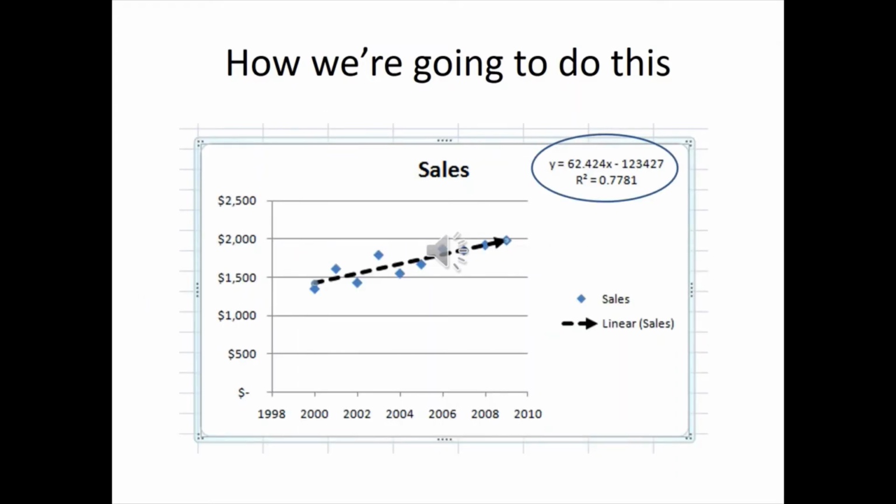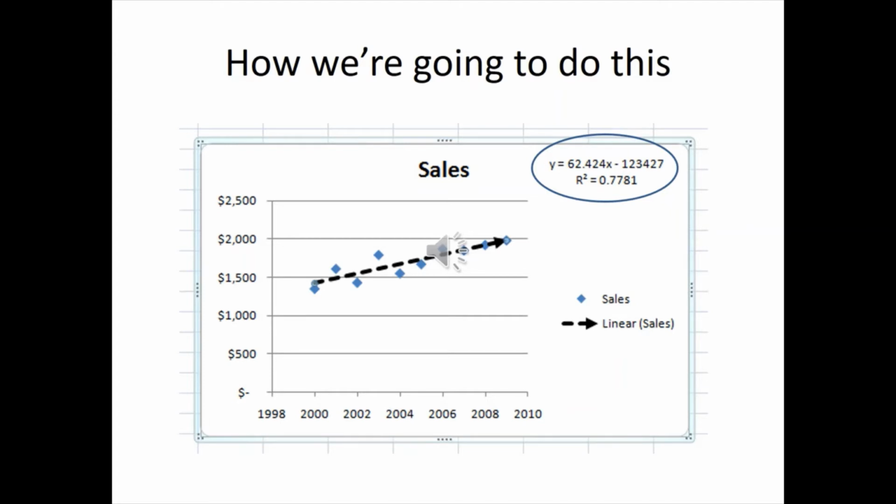Okay, the trend line will be put on the chart. That's that dashed arrow line. And then you want to see, I've circled on this graph, that y is equal to 62.424x minus 123.427. R squared is equal to 0.7781. Those are the result of those last two clicks.